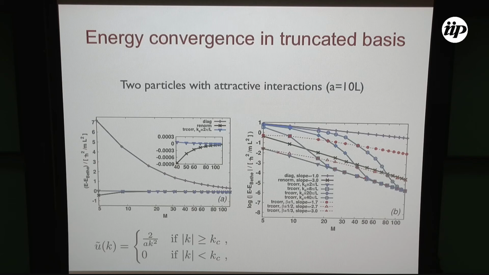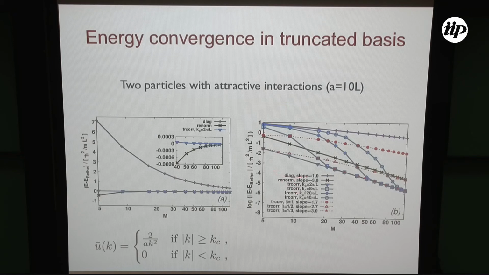Now we use it, and we find that for two particles, for example, with attractive interactions, that could be two bosons or a spin up and a spin down fermion, it works quite well. So here is the energy, the difference of the energy to the exact energy. We're using here a system that is Bethe ansatz solvable, so we have the exact energy to compare with. The original direct diagonalization gives this energy error. The transcorrelated approach is here, and then on a log-log scale, you can see what is going on.